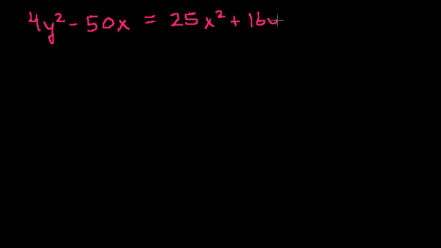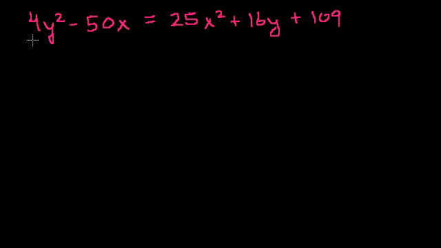Let's do another conic section identification problem. So I have 4y squared minus 50x is equal to 25x squared plus 16y plus 109. The first thing I like to do is to group all of the x and y terms onto one side of the equation and leave all the constants on the other side.